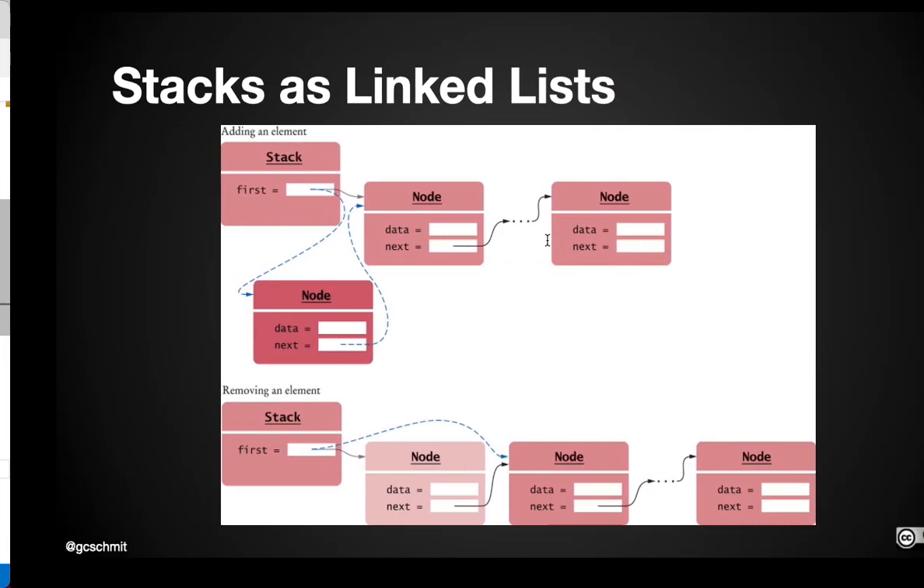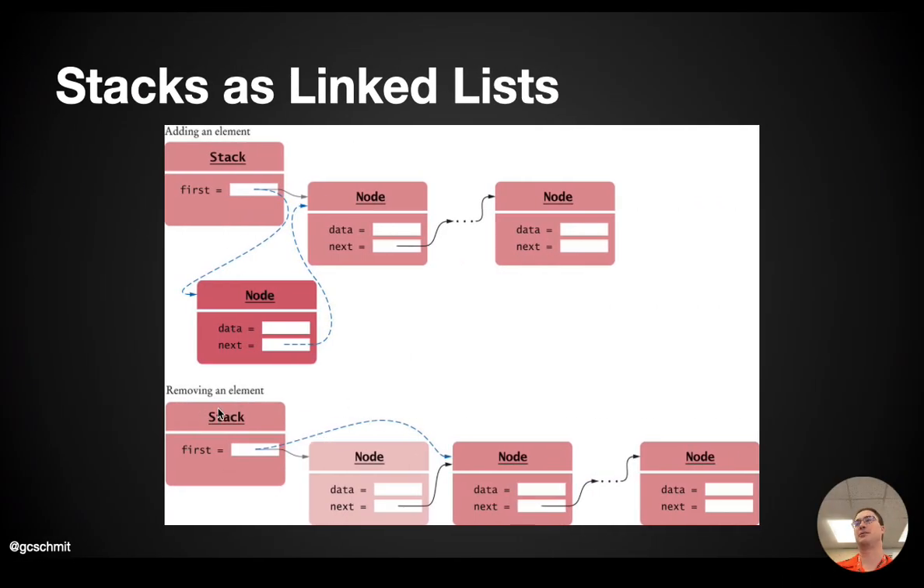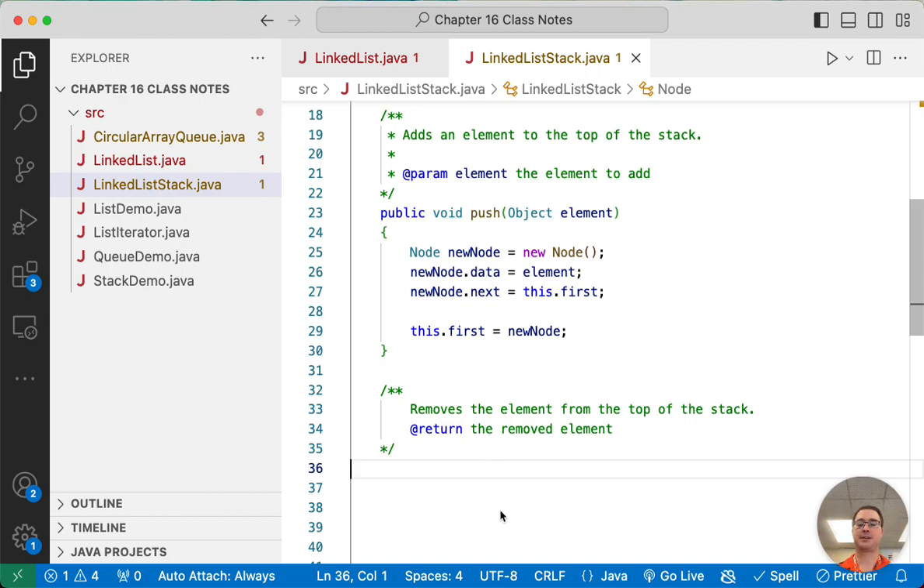Second method, pop. Let's look at pop. So here's removing an element from our stack. This is a little bit more straightforward. First refers to the node we want to remove, so we can use first to find that node's data. And then to get rid of it, we simply have to change first to refer to what was the first node's next node. And that's it. And we're good to go. So let's see what that looks like.